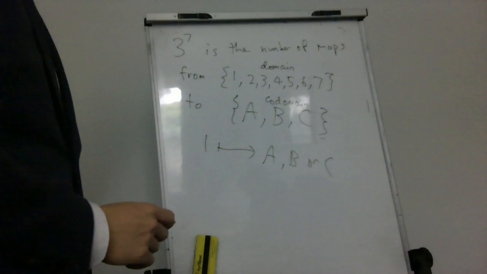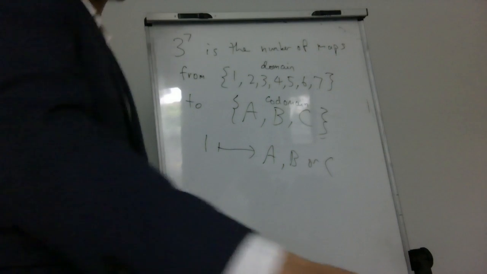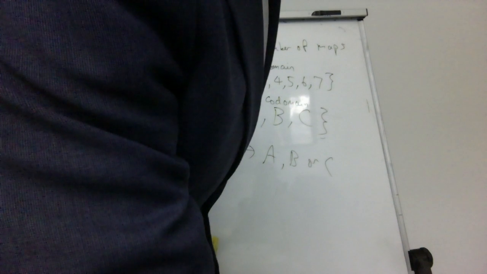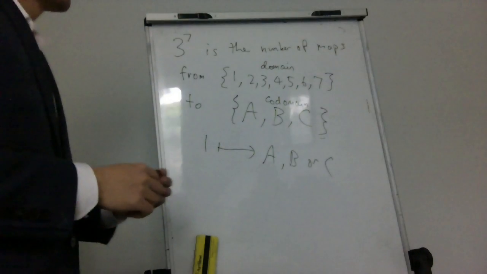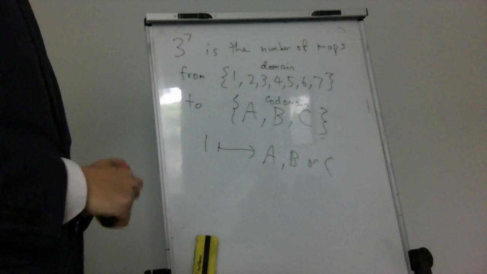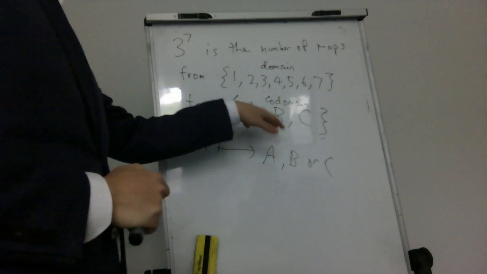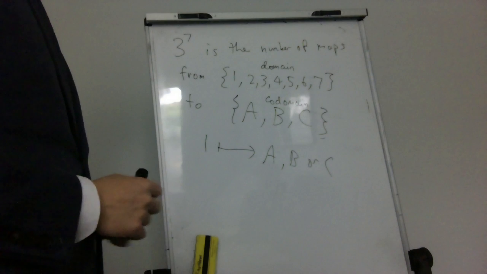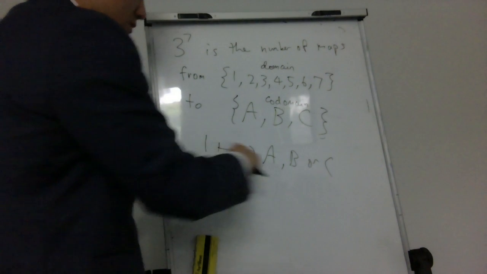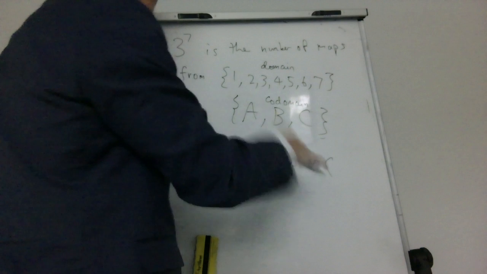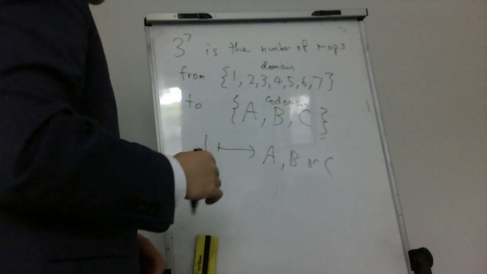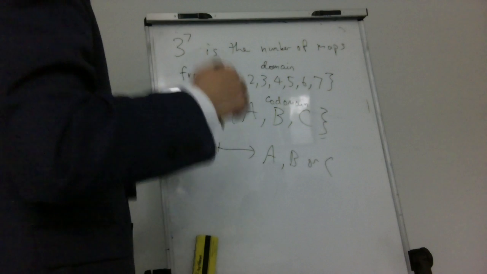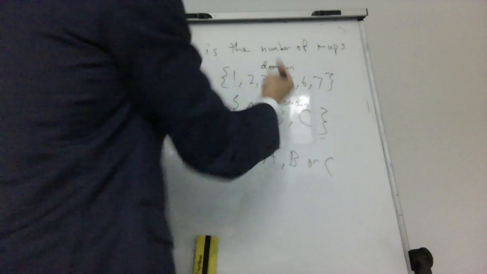Did this have something about onto? Yeah, the last part was to show how many of them are onto. Onto means that every element in the codomain has something coming from the domain getting there. What does it mean to be a function? 1 has to go somewhere, 2 has to go somewhere, everything in the domain has to go somewhere. In principle, all of these 7 things could just go to A, and that would not be onto because B has nothing going to it.